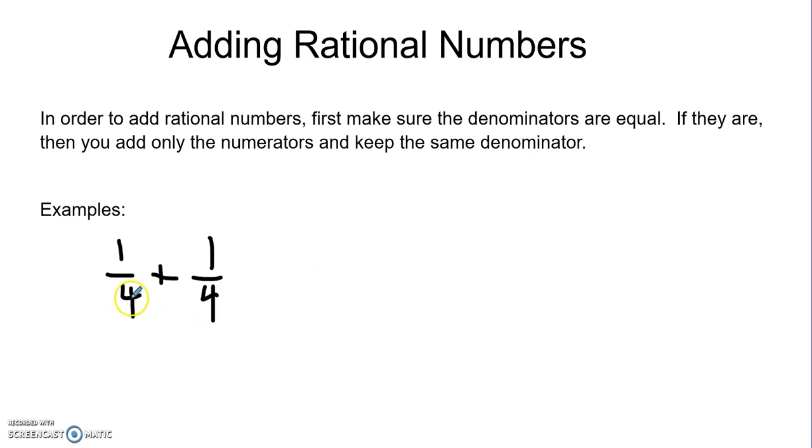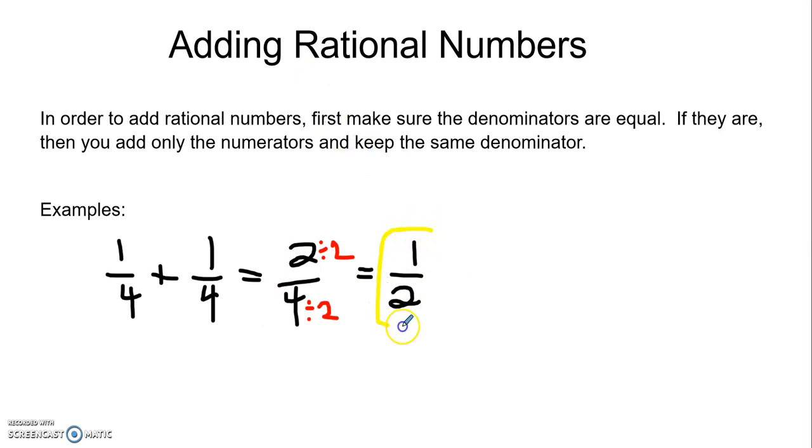First we check to see if the denominators are equal, and yes, they are both 4. Since they are equal, we go ahead and add the numerators. 1 plus 1 equals 2. Then we keep the same denominator. We can reduce this fraction to simplify our answer. I can divide the top and the bottom by 2, and that reduces to 1 over 2. So the fraction 2 over 4 gets reduced to 1 over 2. Both answers are correct, but this is the more simplified answer.